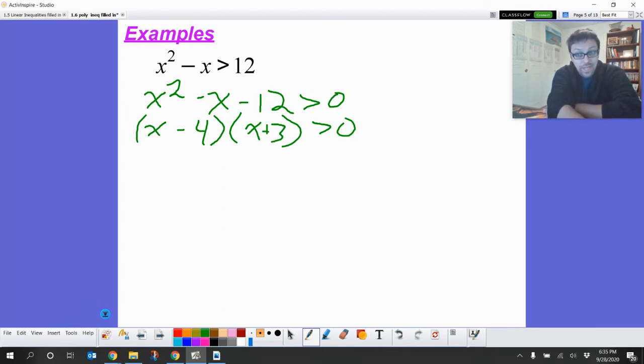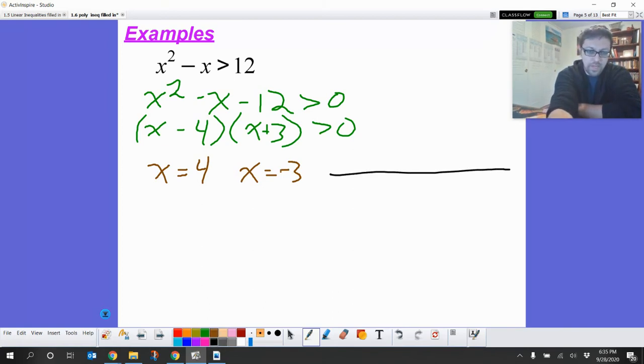Now we can identify the zeros of that polynomial. The zeros are going to tell us the places that we need to check on our graph. They're going to take our number line and divvy it up into pieces. So we've got our first part right here at -3, and then we've got another part over here at 4. I don't really care about the spacing, and I don't care about writing much of anything else.